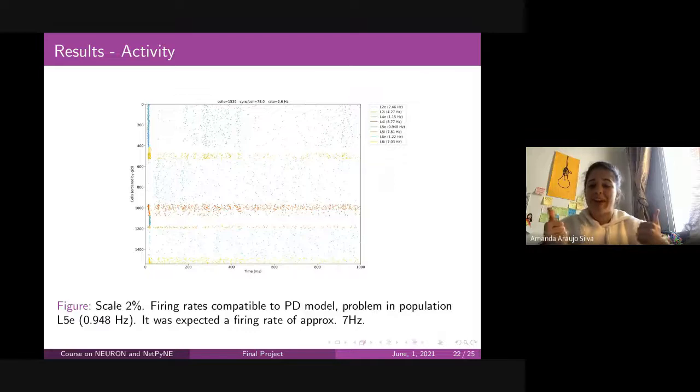The last thing is, okay, we have a network, we have the connections. So was it active? Did we see spikes? The answer was yes, when we used a scale of 2%. We see that the firing rates are compatible with the Potjans-Diesmann model, for all populations except the layer 5 excitatory population. We don't know exactly why, but maybe this comes from the cell type we chose to represent it. So, it's a nice first result.